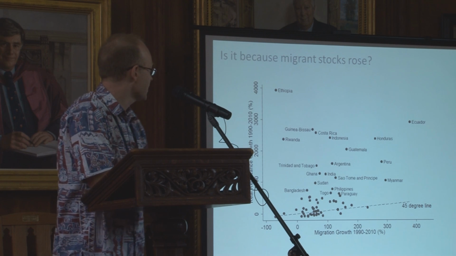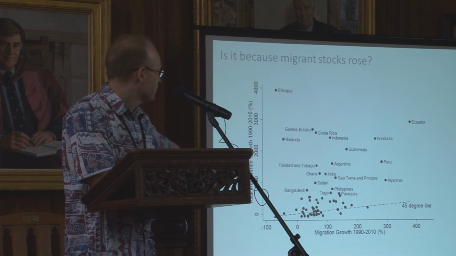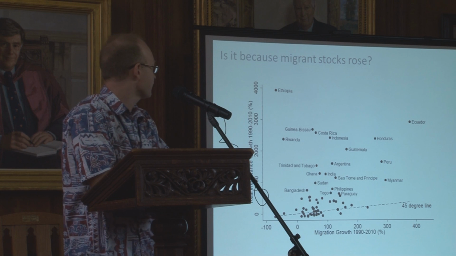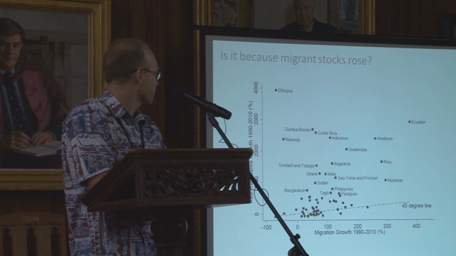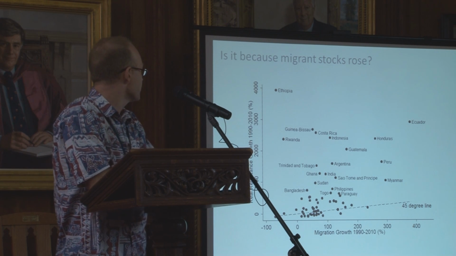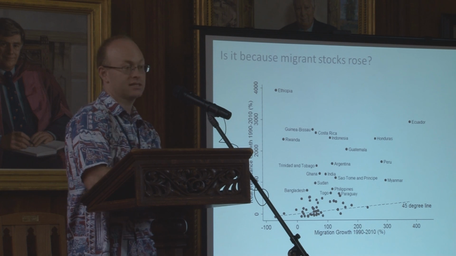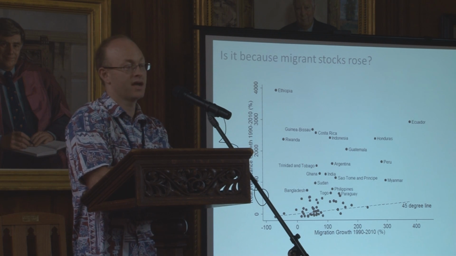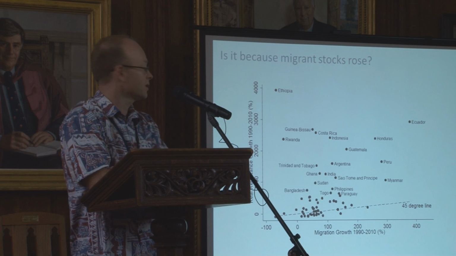Okay, so the first thing you want to know is, how much have migrant stocks risen versus remittance growth? And so here's a graph. You've got migration growth for different countries along the x-axis. You've got real remittance growth along the y-axis. This is again between 1990 and 2010, so the last 2 decades.